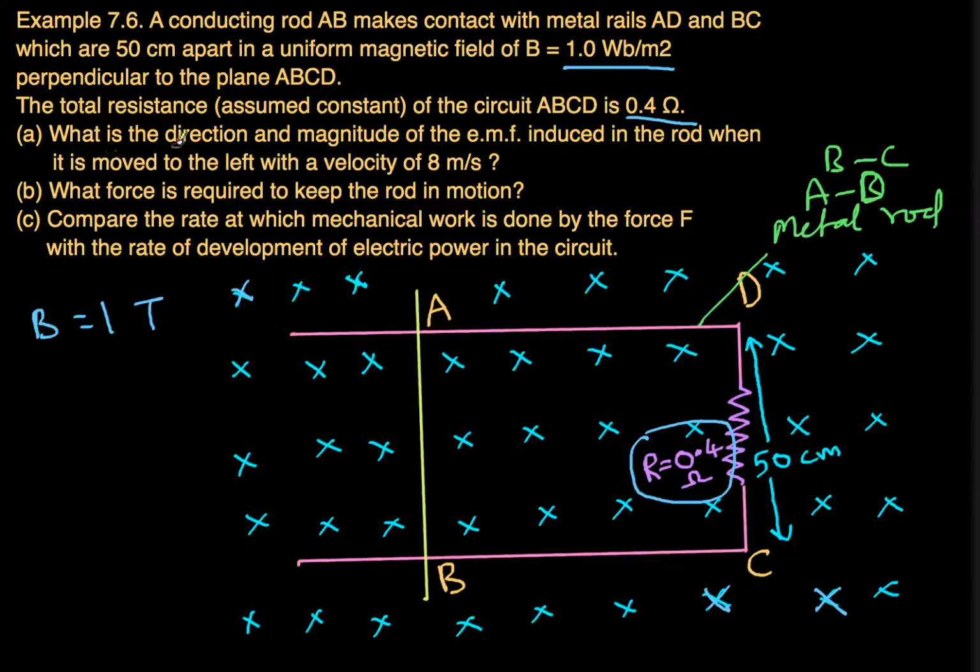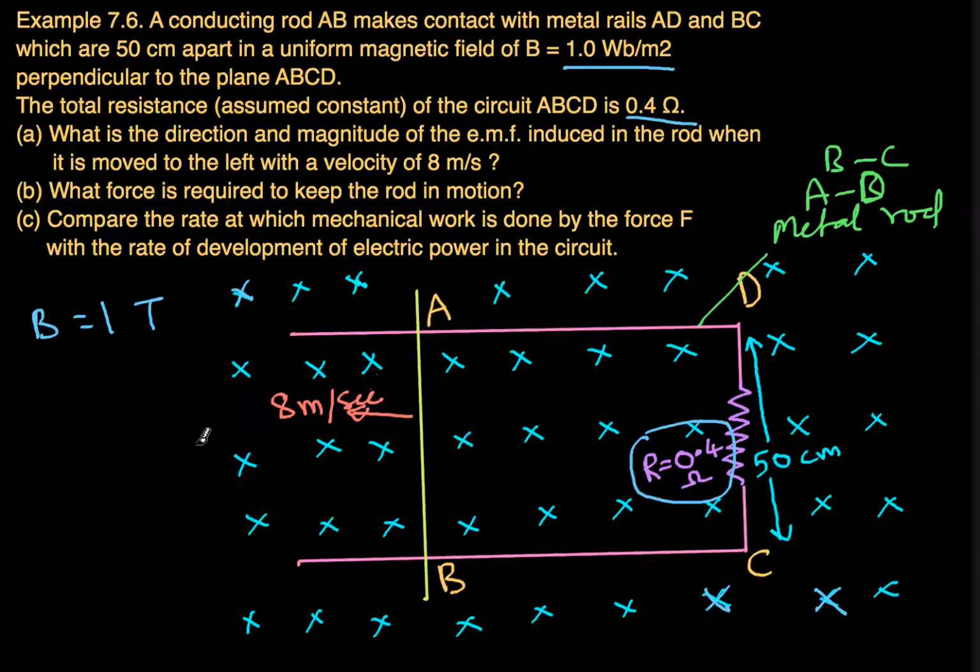Now, what is the direction and magnitude of EMF induced in the rod when it is moved to the left with a velocity of 8 meters per second? This particular rod AB is moved towards the left at the speed of 8 meters per second.